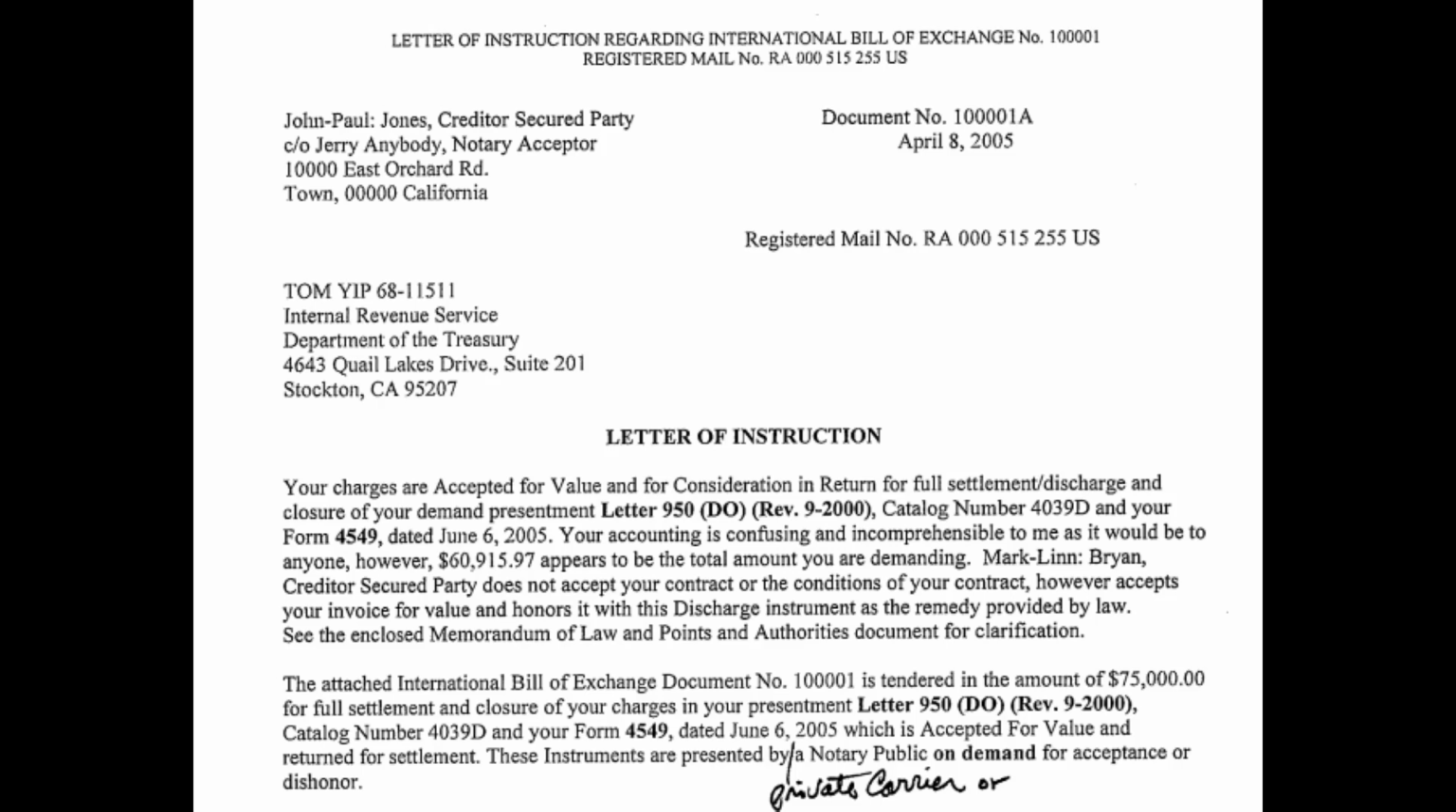See the enclosed memorandum of law and points and authorities and documents for clarification. The attached International Bill of Exchange, document number XYZ, is tendered in the amount of $75,000 for the full settlement and closure of your charges in your presentment, letter XYZ, which is accepted for value and returned for settlement. These instruments are presented by a notary on demand for your acceptance or dishonor.